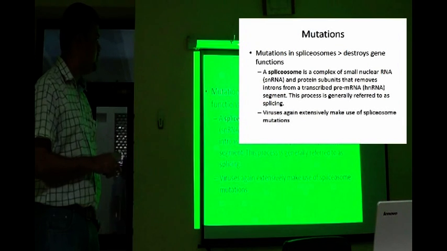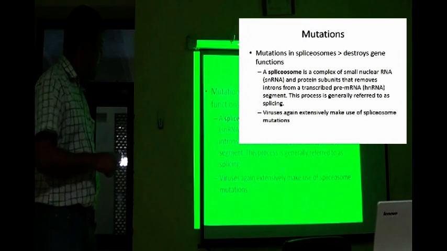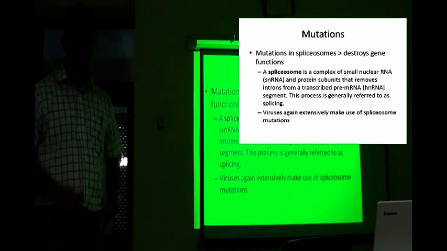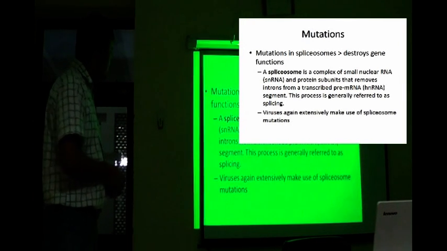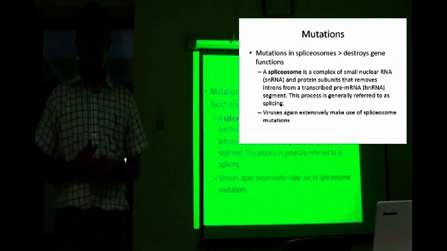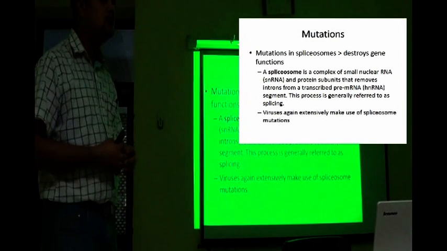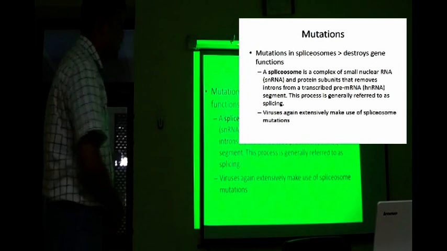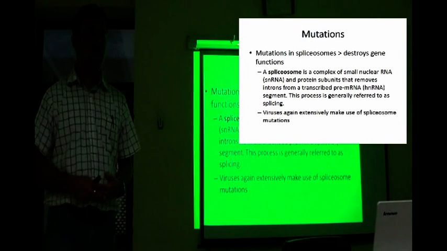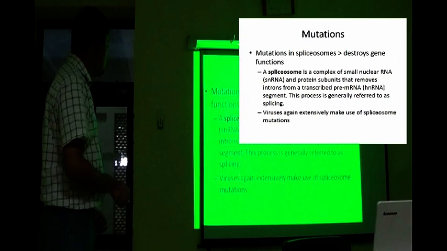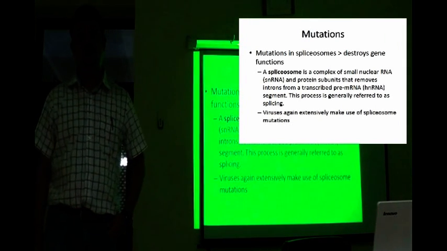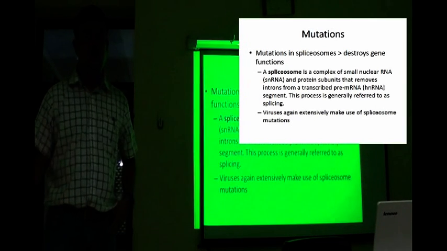It's a complex of small nuclear RNA and protein subunits that removes introns from transcribed pre-mRNA segments. This process is generally referred to as splicing. Right? It's very simple, but you should know how this splicing happens. I'm not detailing it in my class. But mutations in spliceosomes are another driving force for molecular evolution. Okay? So viruses again extensively make use of spliceosome mutations. Okay, so again they are very smart in that case.